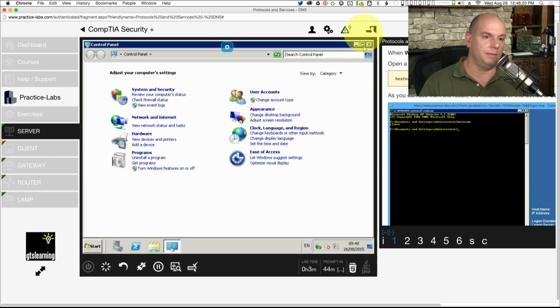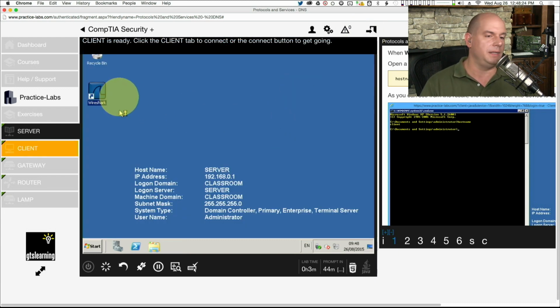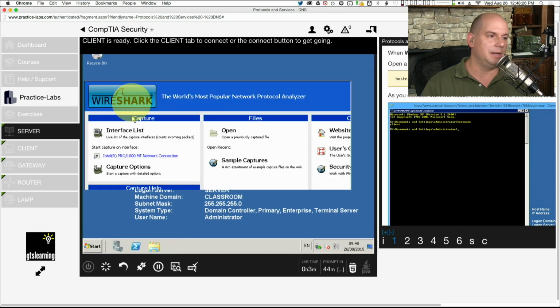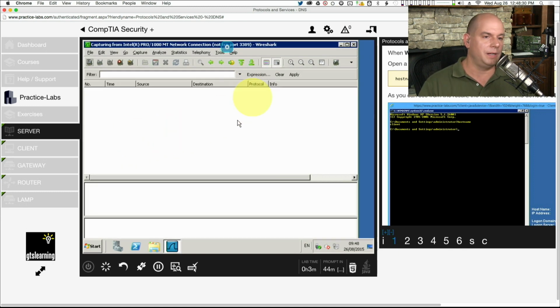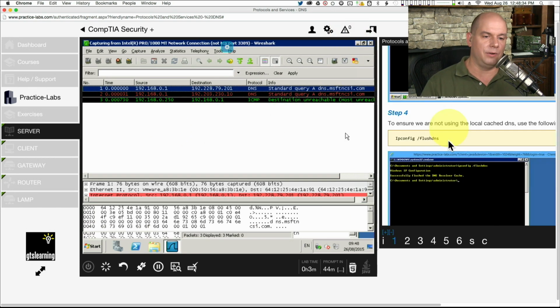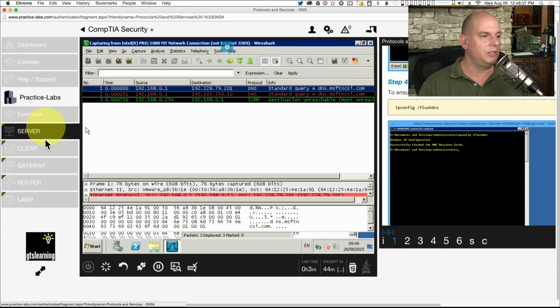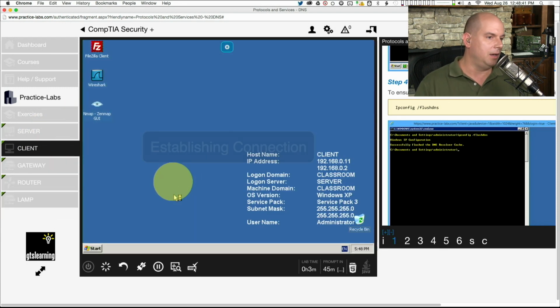You can see the response time is fantastic on this because I'm really just getting screenshots. All the work is being done from the server that's located somewhere else. So here's my Wireshark. I've got interfaces. We can start capturing data. And so just by clicking around, I'm now performing the tasks that are in this particular lab. And I've not just got a server. I've also got a client running that I can connect to. This looks like it's a Windows machine, a Windows XP device.